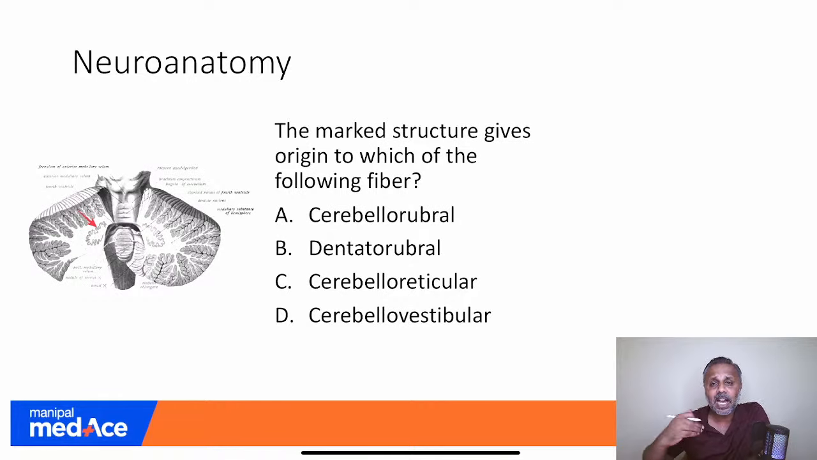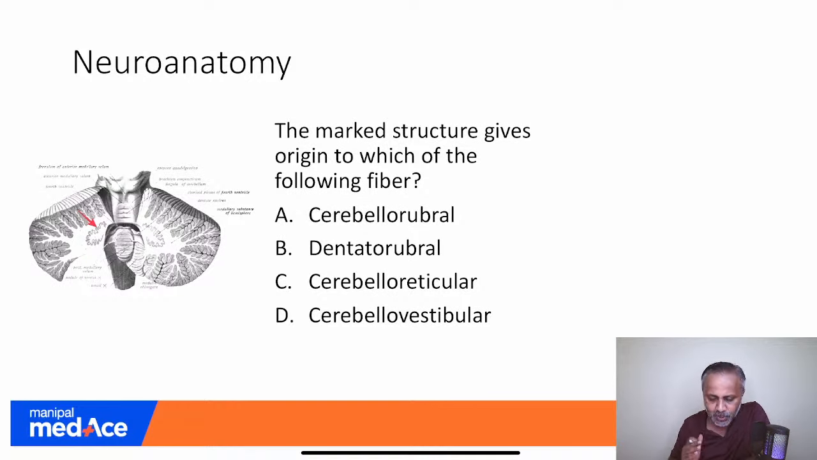Okay. The other favorite topic of examiners, especially when it comes to INICET, is the neuroanatomy questions. And neuroanatomy questions, if you have the concept clear, are very easy to crack. One of the most common mistakes we make in first year is to ignore neuroanatomy topics, and this can come back and bite us hard, especially during the entrance exam. Fine. If you want your ranking to improve, make sure that your neuroanatomy is strong.